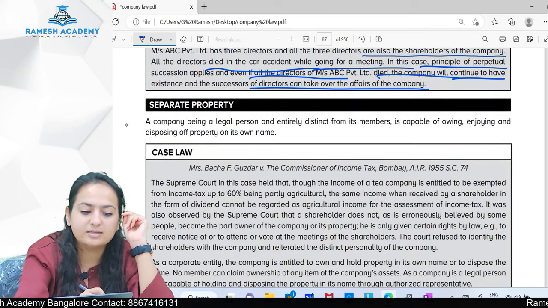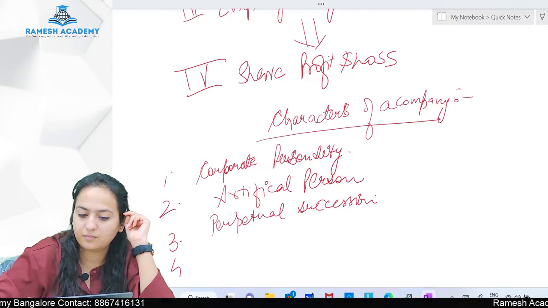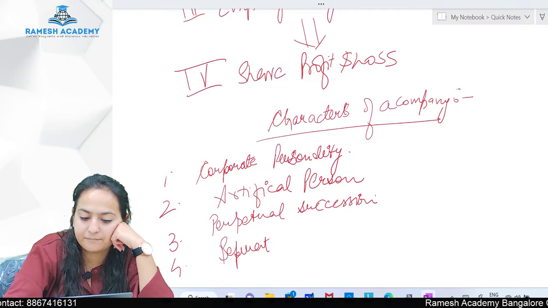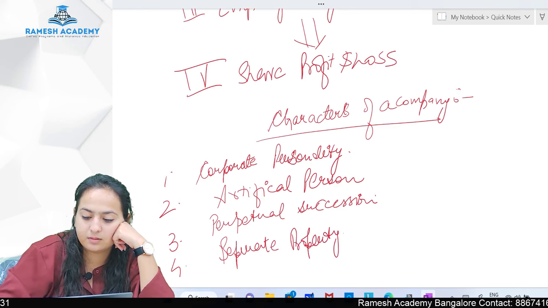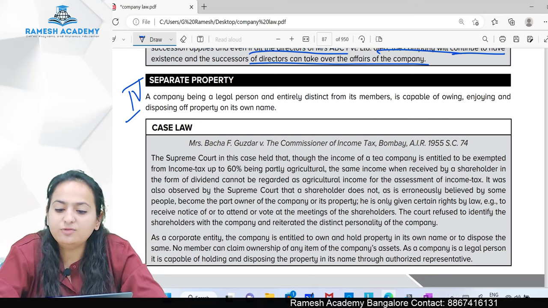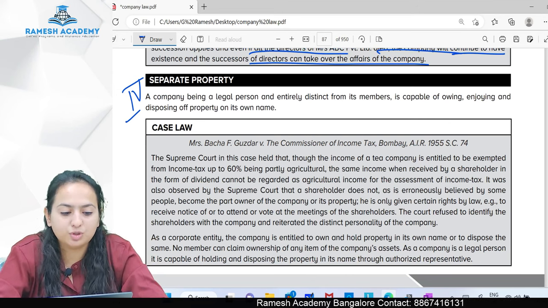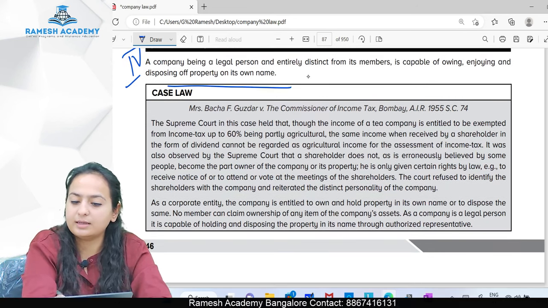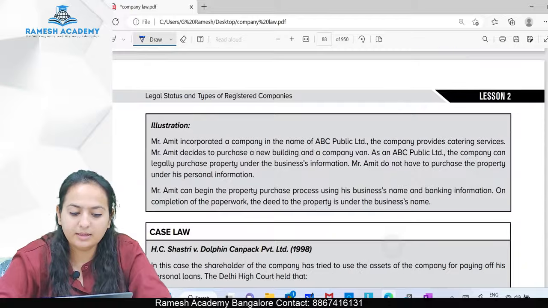Next is separate property. A company, being a legal person and entirely distinct from its members, is capable of enjoying and disposing of property in its own name.